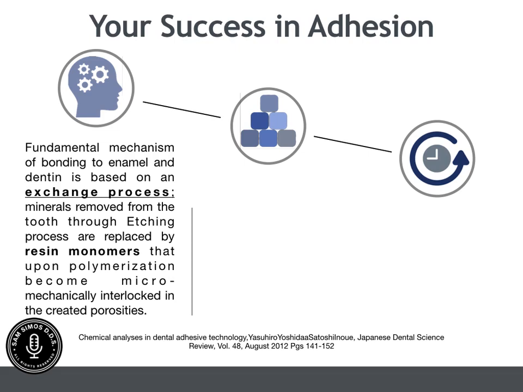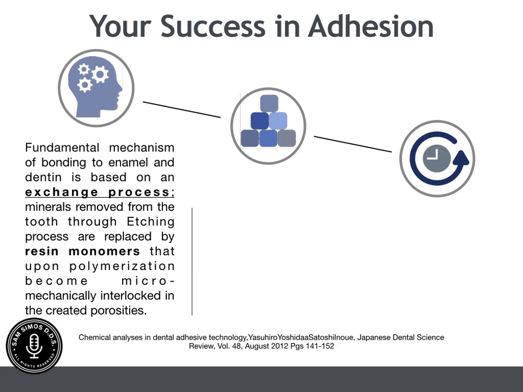The fundamental mechanism of bonding to enamel and dentin is based on an exchange process, whereby using these acids on the tooth, we remove minerals and replace them with a resin monomer that, when we polymerize it, becomes micromechanically interlocked into the porosities.